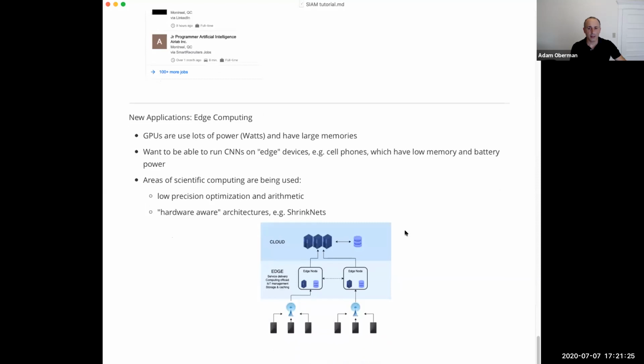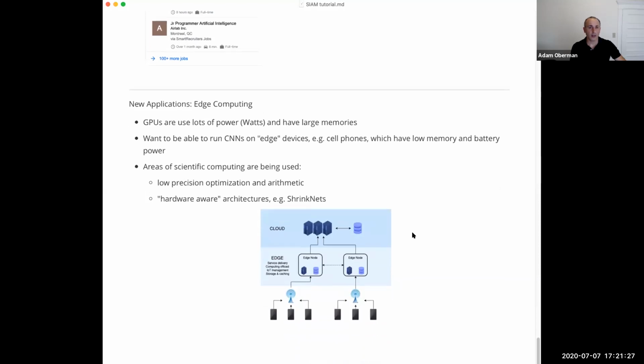Let me end this section of the talk by talking about some other new applications. One of them is edge computing. This means taking deep neural networks off of GPUs and putting them onto something small, like a cell phone or a small device. GPUs use a lot of power in watts. They have a lot of memory, and they have an architecture which is good for matrix-vector multiplies. People want to run these on what are called edge devices, so cell phones.